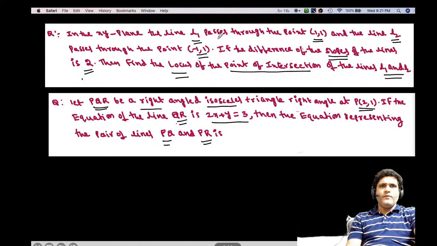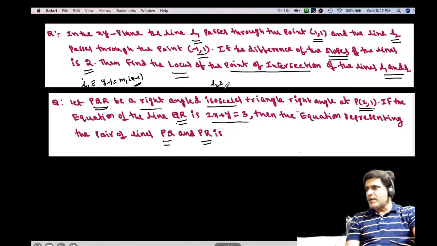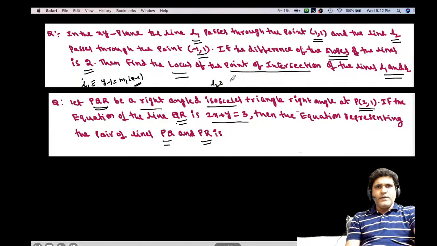Let the slope of L1 be m1. Then the L1 equation you can write as y minus 1 is equal to m1 times (x minus 1). Similarly, L2 equation will be: let the slope of L2 be m2. Here we are introducing the parameters m1 and m2. Two parameters are required here. That is, L2 is y minus 1 is equal to m2 times (x plus 1).